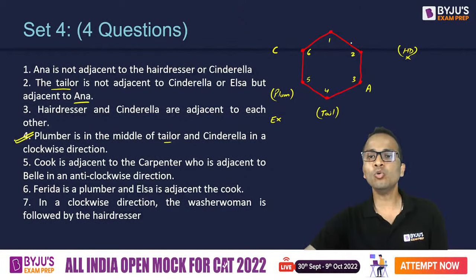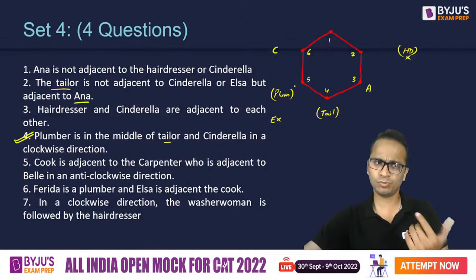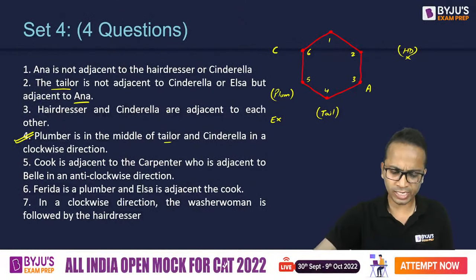Okay. 2, 1 and 6, ये positions नहीं हो सकती because Cinderella is already sitting at 6. Okay. 1, 6 and 5 ये possible है. So I am getting 2 possibilities. Okay.